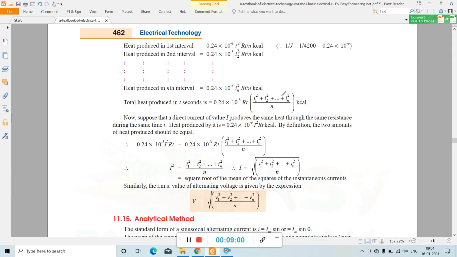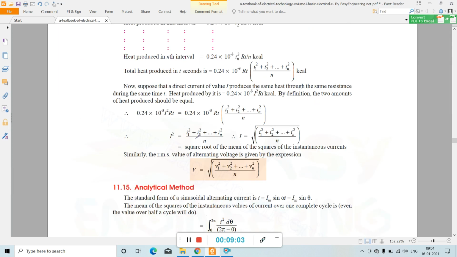So this is the final formula. There is no need of these steps, you just remember this. Root mean square means we have to calculate the mean of the squares first and then take the square root. So I square is equal to I1 square plus I2 square plus up to In square, divided by n. This is the mean of the squares, and then we take the square root. So I is equal to the square root of (I1 square plus I2 square plus up to In square) divided by n. So root mean square means the square root of the mean of the squares of the instantaneous currents.